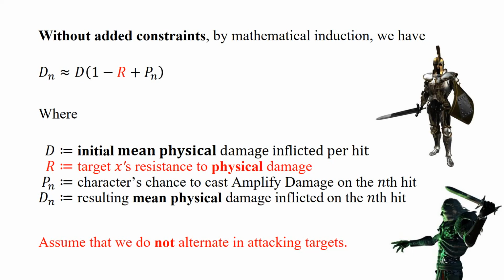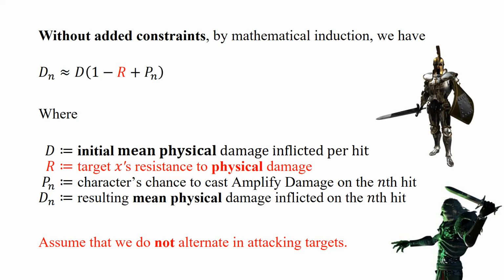So we're going to therefore assume that R is constant. So the target X's resistance to physical damage is constant, so we're just going to call it R. There's no longer a need for a subscript to distinguish between hits. And so another caveat here that's important, but kind of inobvious, is this implies that we're not thinking about hitting multiple targets which may have different resistances.